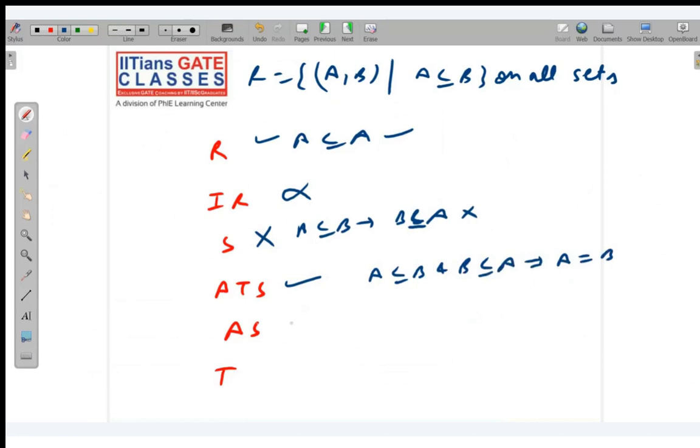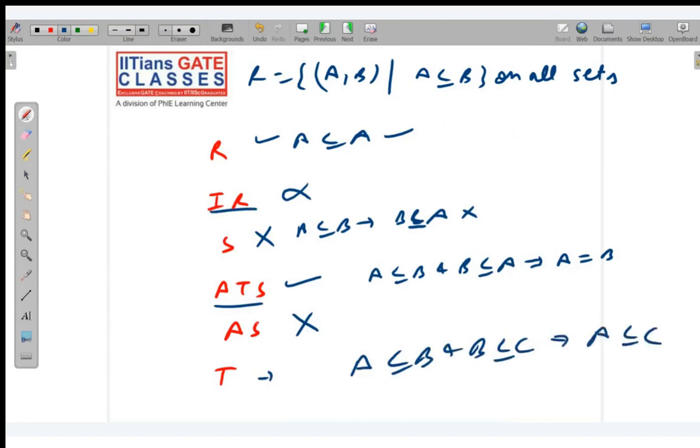So what about my asymmetric? No, because antisymmetric and irreflexive both, then asymmetric. Transitive, obviously A is a subset of B, B is a subset of C, conclusion A is a subset of C, 100%. Is it okay now? Yes, sir. Take snapshot. I will jump to the next slide. Copied, sir.